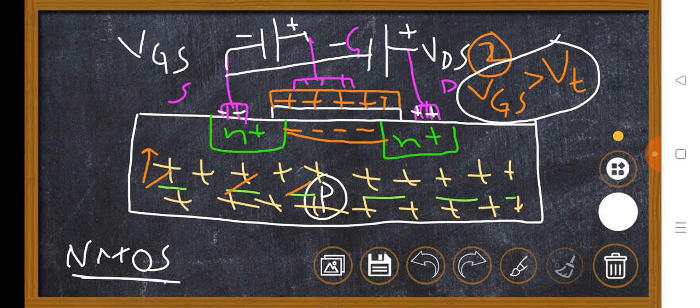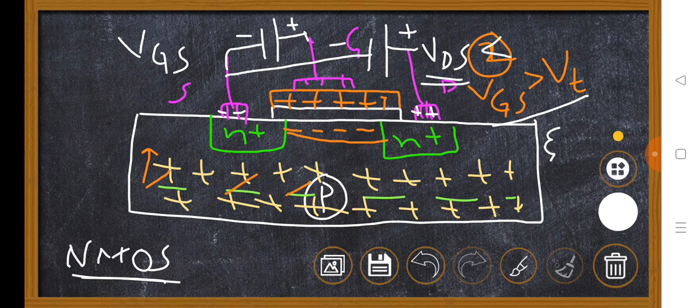VGS minus VT. Therefore, what is the voltage you have to apply between the drain and source terminal? Very important. Don't forget, VGS should be greater than VT, and this drain source voltage must be less than VGS minus VT. I hope you are clear. Then what will happen? There is a slight bend in your channel. Why? Because this is very important.